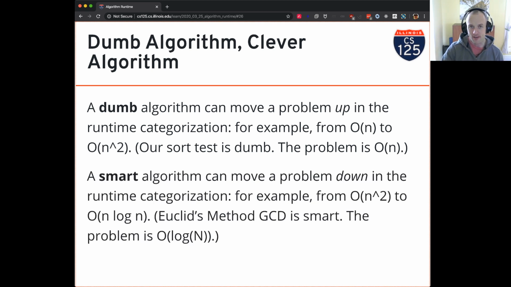In contrast, a smart algorithm takes a problem down the runtime categorization, right? So for example, the GCD method that we implemented, our brute force GCD, is O(n). But Euclid's method, which is a clever GCD algorithm, is O(log n). It actually moves the problem down, right? It takes our solution, which is dumb. We know it works, but it's dumb. It's a brute force solution. And improves it by actually moving it into a completely different category, right? That is a huge, huge improvement, right?